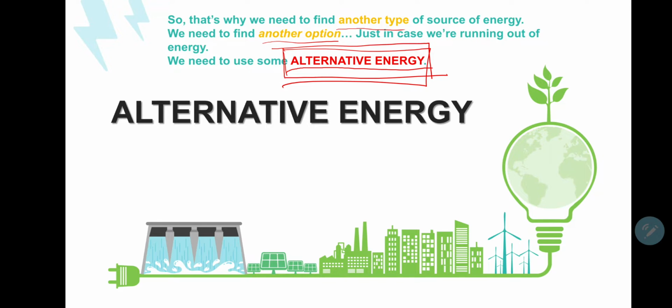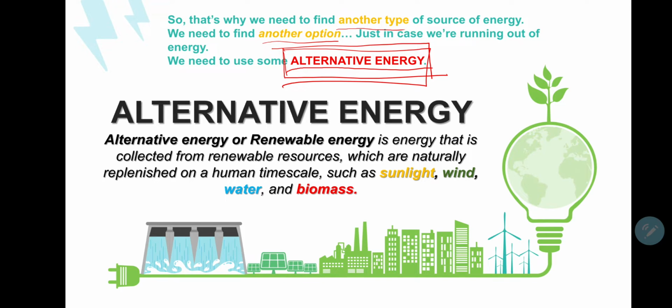Okay, alternative energy. Alternative energy is energy that is collected from renewable resources, which are naturally replenished on a human timescale, such as sunlight, wind, water, and biomass. So this kind of energy is renewable. It means if you keep using it one time, it will refill again. One time we can keep using it again. One time it will be there again.